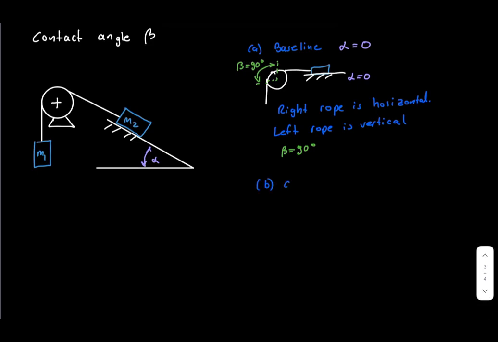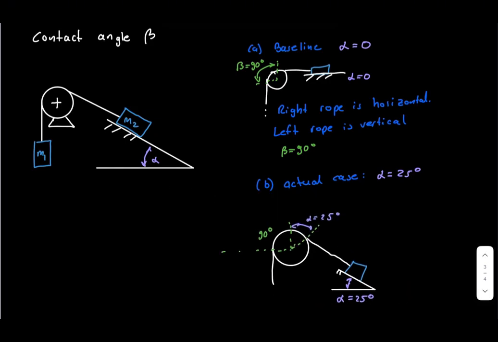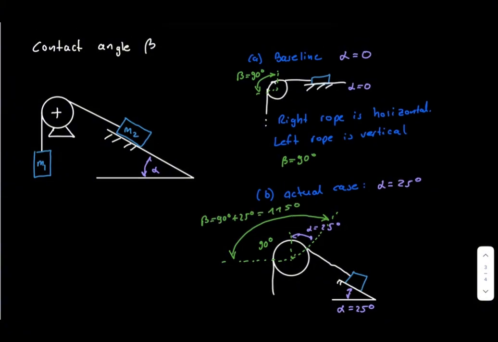Now return to our actual incline angle of 25 degrees. The right-hand rope is tilted downward by 25 degrees relative to the horizontal baseline. Because the rope stays in contact with the pulley for that additional angle, the contact angle increases from 90 degrees to 115 degrees. So for this particular setup, the contact angle is 90 degrees plus alpha.